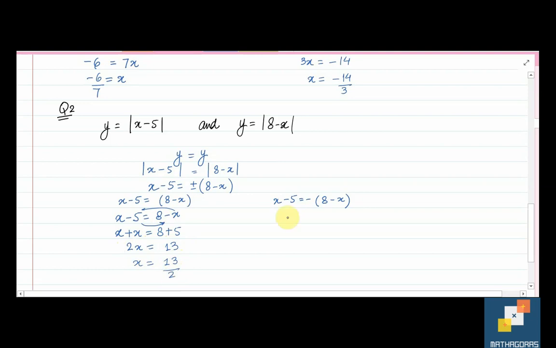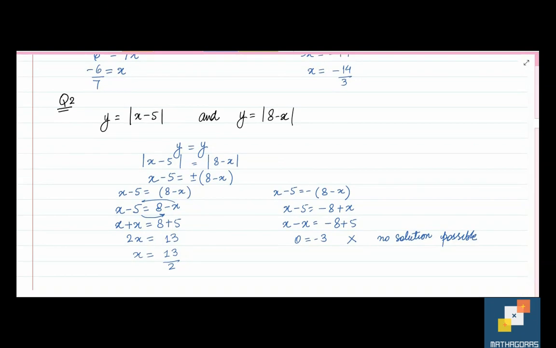On the right side you have x minus 5 is equal to minus 8 plus x. So when you shift the positive x to the left side, it will be x minus x is equal to minus 8 plus 5. So that is 0 is equal to negative 3. That is not possible, and we say that no solution is possible. So that means we have only one solution, that is x is equal to 13 divided by 2.